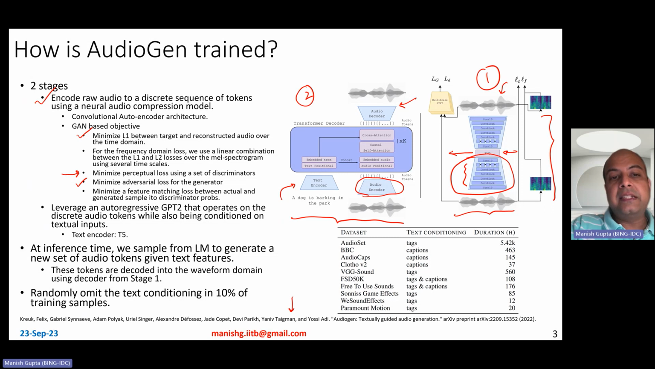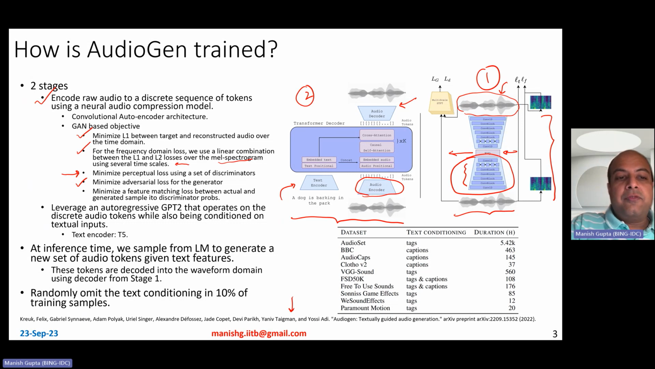It tries to minimize the L1 distance between the target and the reconstructed audio over the time domain. So whatever audio you get, over the time domain, it must reconstruct with as good fidelity as possible. For the frequency domain, it should also reconstruct audio which matches in the frequency domain. So they use L1 and L2 losses over the MEL spectrogram using several time scales. That's about matching the fidelity in the frequency domain as well.